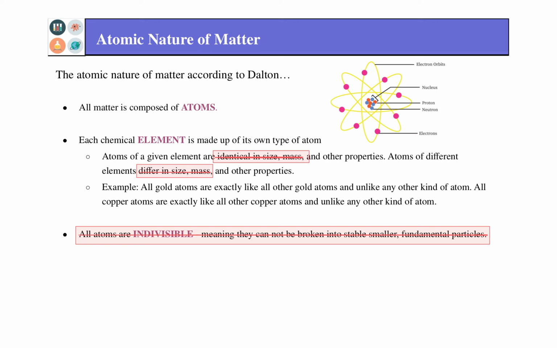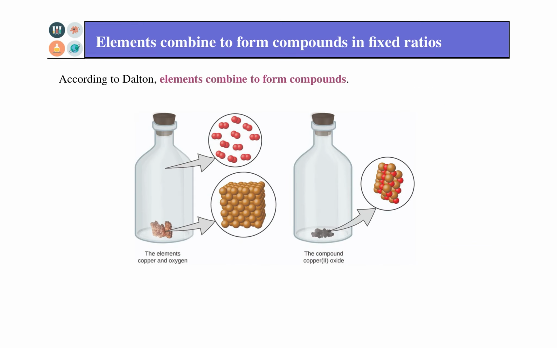But to the best of our understanding, it's still considered that all matter is made up of atoms. And each chemical element is made up of its own type of atom, which is defined by the number of protons in that atom's nucleus. Dalton's atomic theory also describes how elements combine to form compounds, as when elemental solid copper reacts with elemental oxygen in the air to form the compound copper(II) oxide.